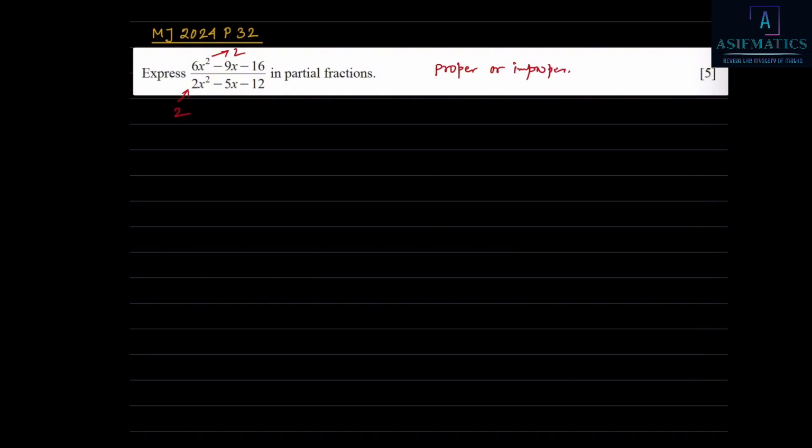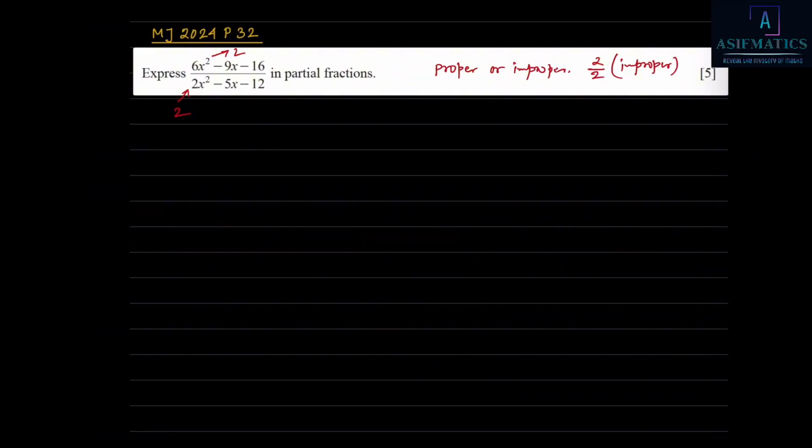Okay, so this is 2 by 2. That means improper. Because in an improper fraction, if your numerator and denominator are the same, or if your numerator is greater than the denominator, in both cases this will be an improper fraction.